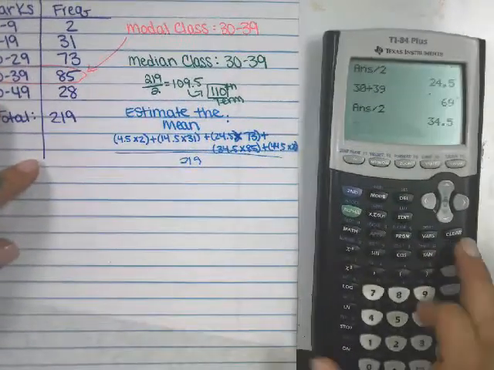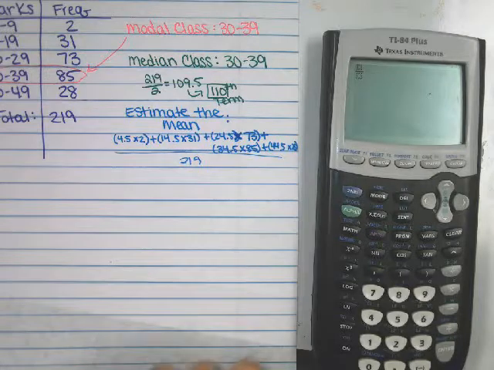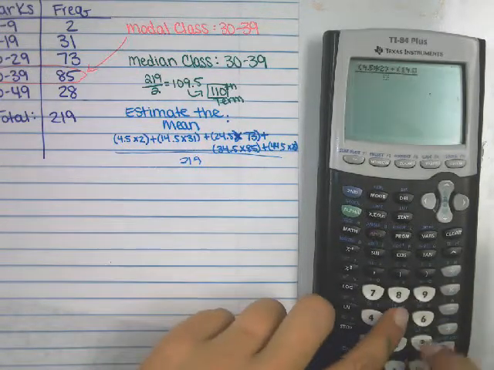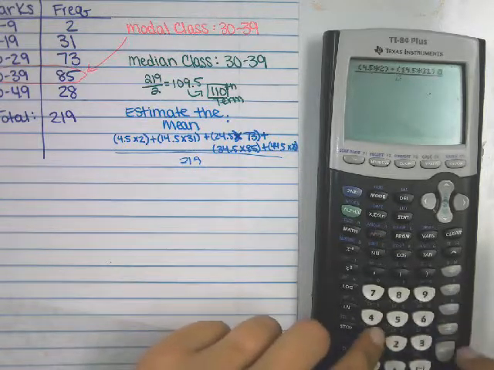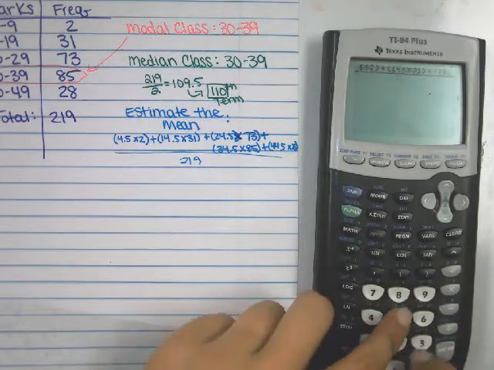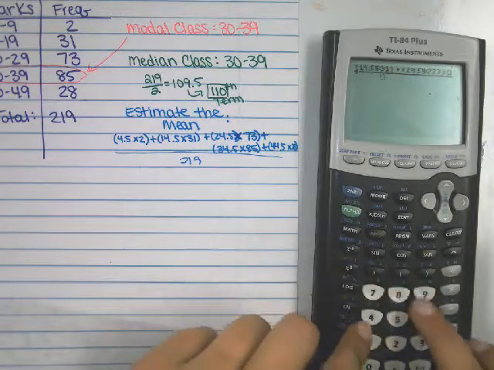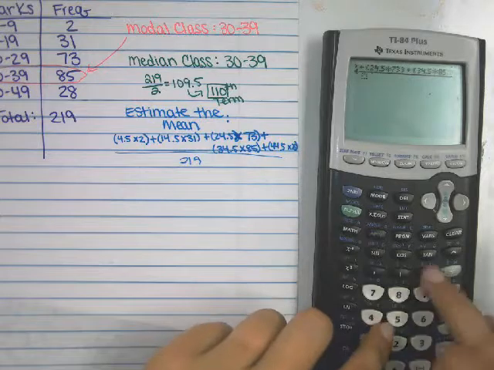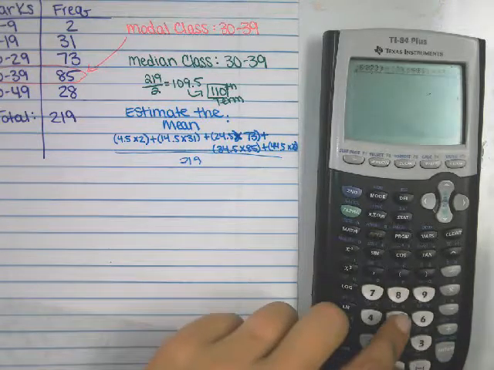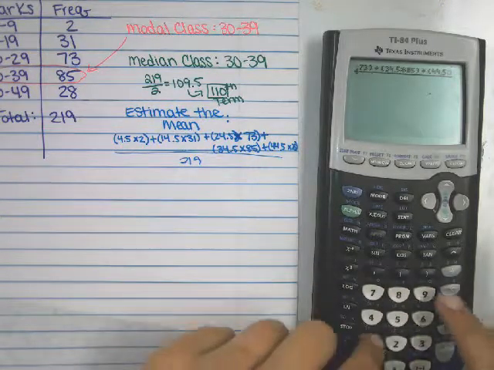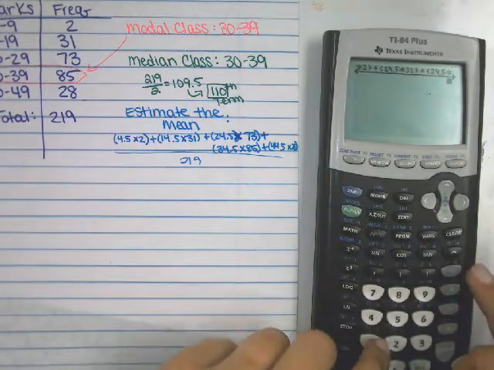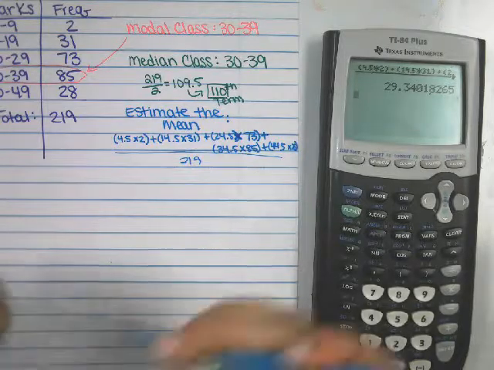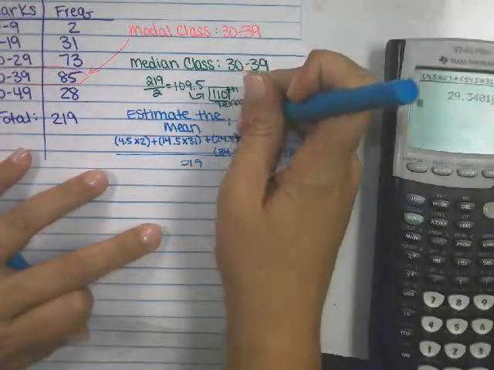So we're going to be very careful in our calculators. I'm going to get a fancy fraction, and it's 4.5 times 2 plus 14.5 times 31 plus 24.5 times 73, plus 34.5 times 85 plus 44.5 times 28 divided by, didn't forget this time, 219. And that gives us an average of 29.3.